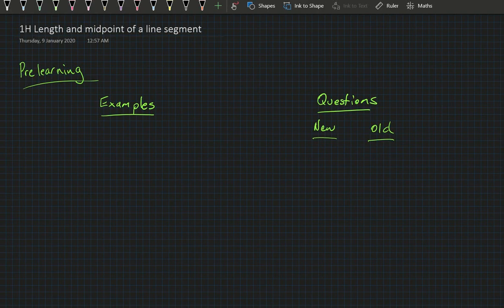Hello class, welcome to exercise 1H, where we're going to find the length and midpoint of line segments. I have to make one admission, and that is that I really love this topic. Okay, this is one of the funnest things we're going to do in this unit.